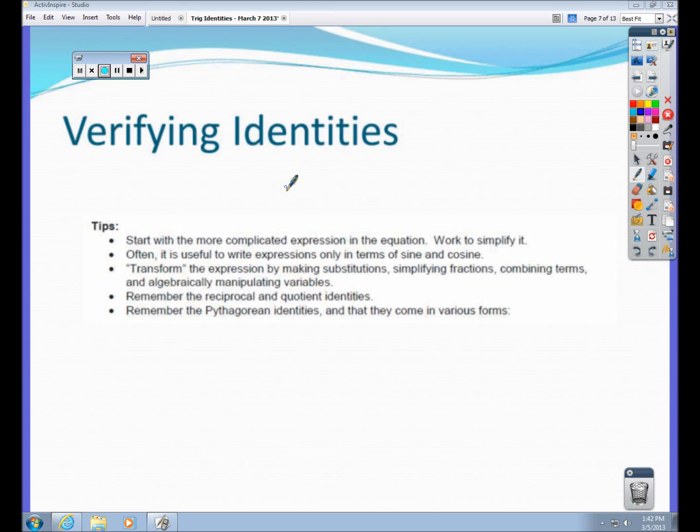Okay, so today we worked on how to verify an identity, and you should have these tips that are listed on the screen on the pink piece of paper where we wrote the alternate forms of the Pythagorean identities. Verifying identities basically means proving how you get from the starting point to the end point. It's following logic to make your argument of why this is true.